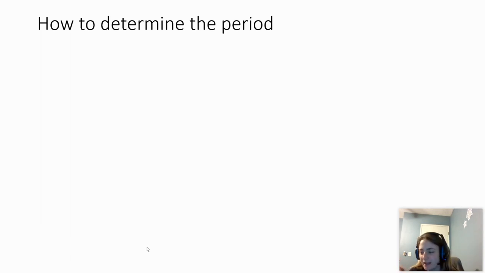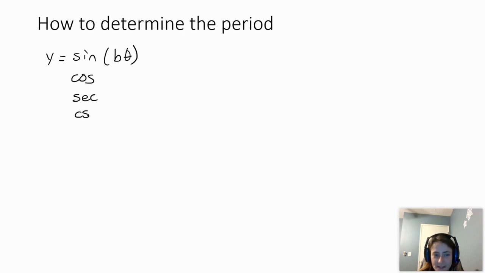So, how do we determine the period? Well, if we are looking at y equals sine of b times theta, or cosine, or secant, or cosecant, because they all have a period of 2 pi, the new period, either squished or stretched out, is going to be p equals 2 pi divided by that b value.